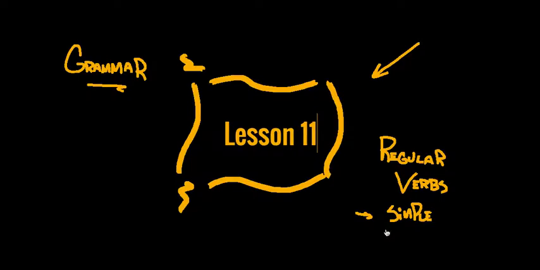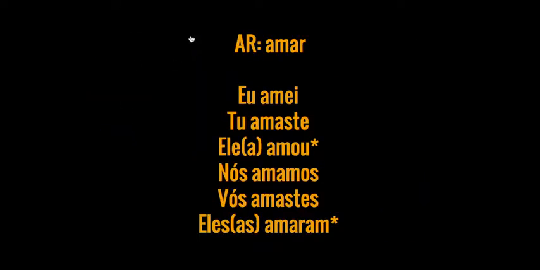So here we have the simple past today. We should remember that we have three groups of regular verbs in Brazilian Portuguese. First is that of verbs ending in AR, then we have ER, and then IR. So let's check each one of those groups and also take a look at some phrases later on. So let's start with the group of verbs ending in AR.